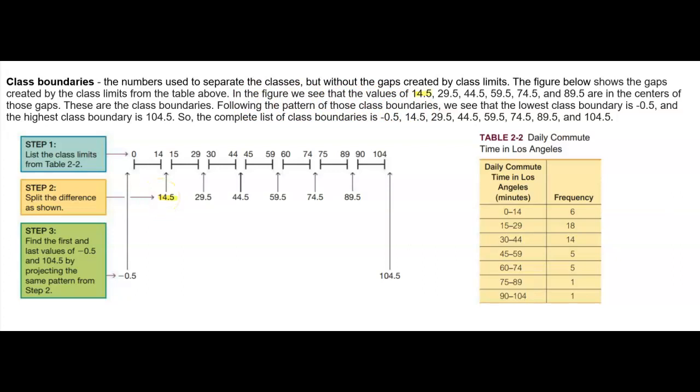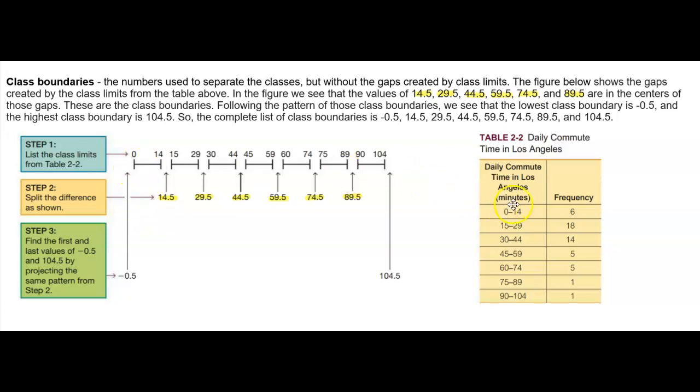Now, in the figure, we see that the values of 14.5, 29.5, 44.5, 59.5, 74.5, and 89.5 are in the centers of those gaps.